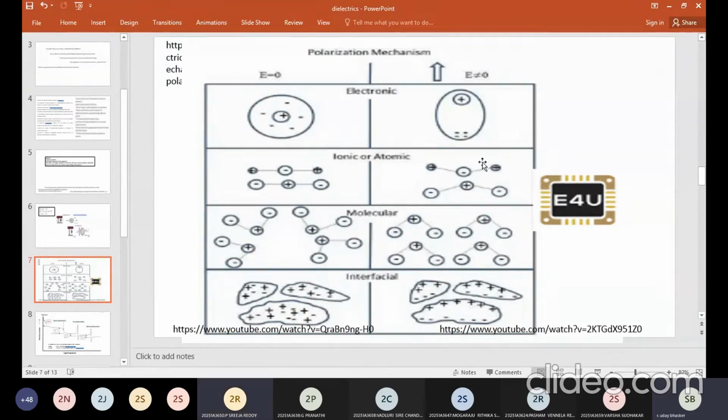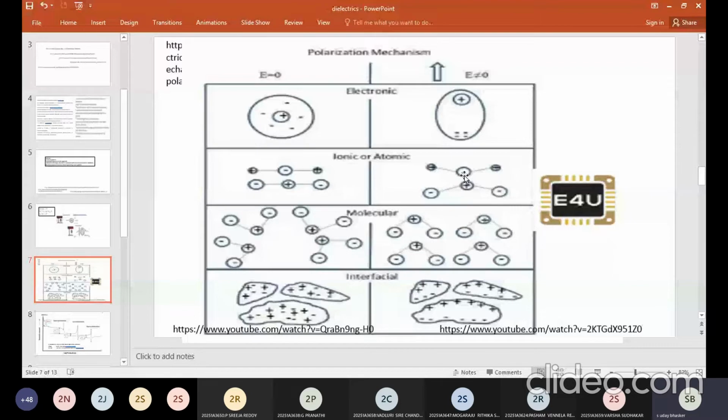Because you have three negative charges forming a triangle, the negative charge center will be at the center of that triangle of negative charges. Similarly, the positive charges are also forming a triangle, and the positive charge center will be at the center of that triangle. So these two triangles have their centers at two different positions.